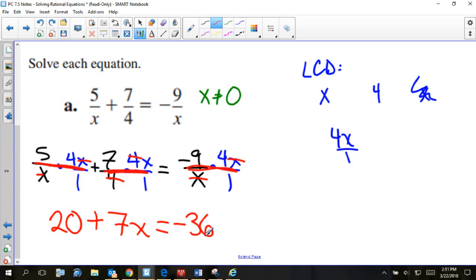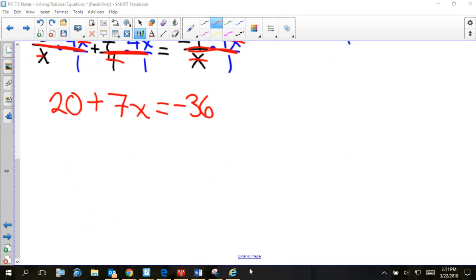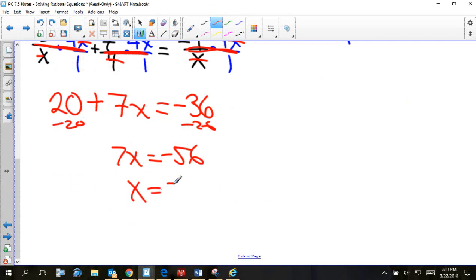So now we just have an equation that you look at and you go, oh, this is an easy one to solve. Take away 20. 7x equals negative 56. Divide by 7. x is negative 8. Check it with our domain restrictions. Can x be negative 8? Allowed? Yes, it just can't be 0, so we're good. x is negative 8.